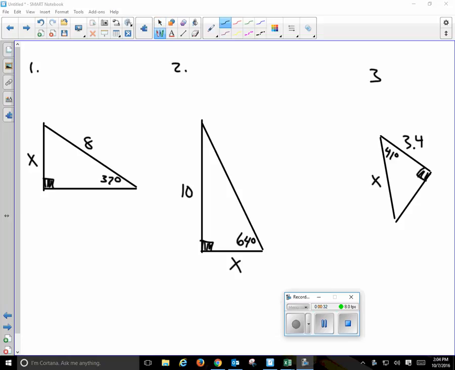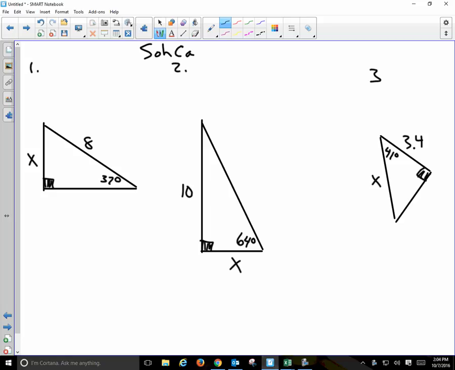The idea we brought up yesterday was SOHCAHTOA. This is something that you learn in geometry. Somebody from yesterday, what does SOHCAHTOA stand for? Yes. So sine is opposite over hypotenuse. Cosine is adjacent over hypotenuse. Tangent is opposite over adjacent.